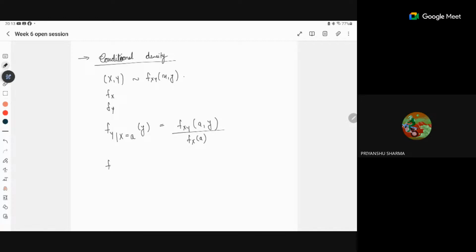If let's say you had to find the density of x given y is equal to b, this would be f of xy at x comma b divided by fy of b. So we are doing the same thing that we did in the discrete case. Conditional is joint divided by marginal. So here again we have to find the conditional density, which is equal to the joint density divided by the marginal density. All right.